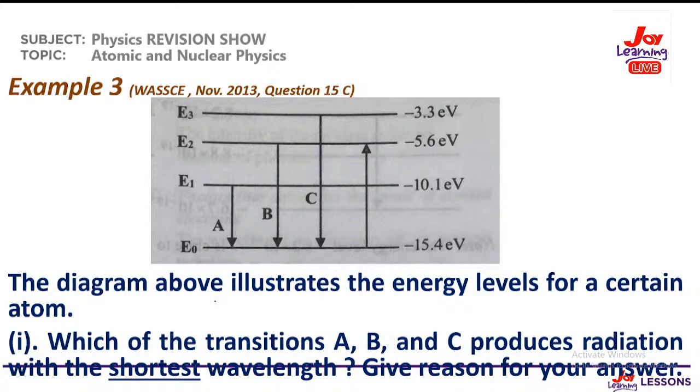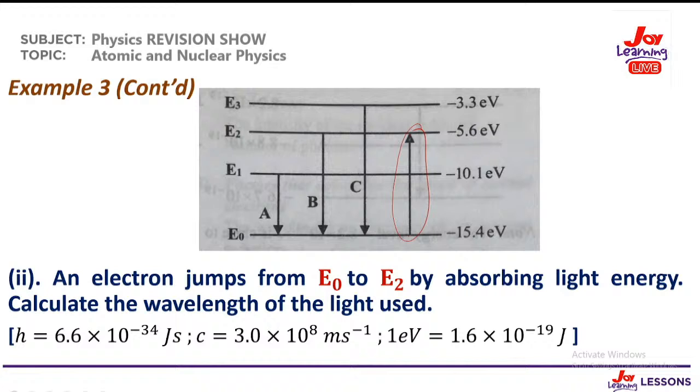030-2211-705 or 030-2211-706. Then we are good to go. Then when we are through, we will look at the second part of question two. We will get that done. We are asked that if the electron jumps from E0 to E2, like I've highlighted here, by absorbing light energy, we are asked to calculate the wavelength of the light used. Find time, work on this, then we get back on track.